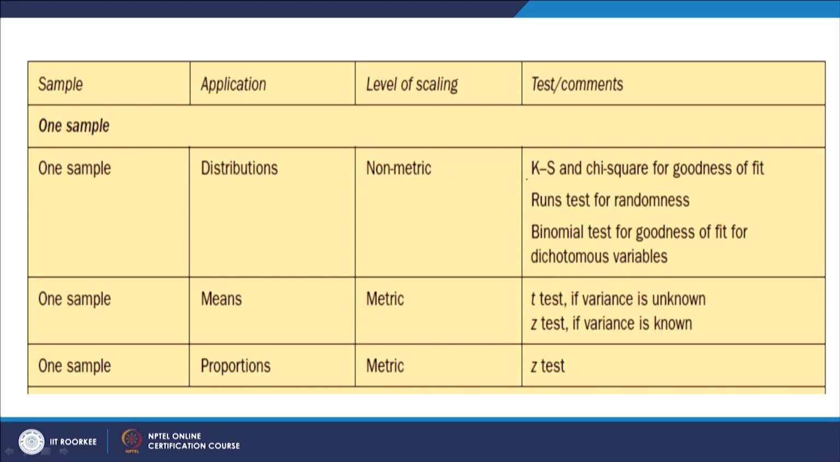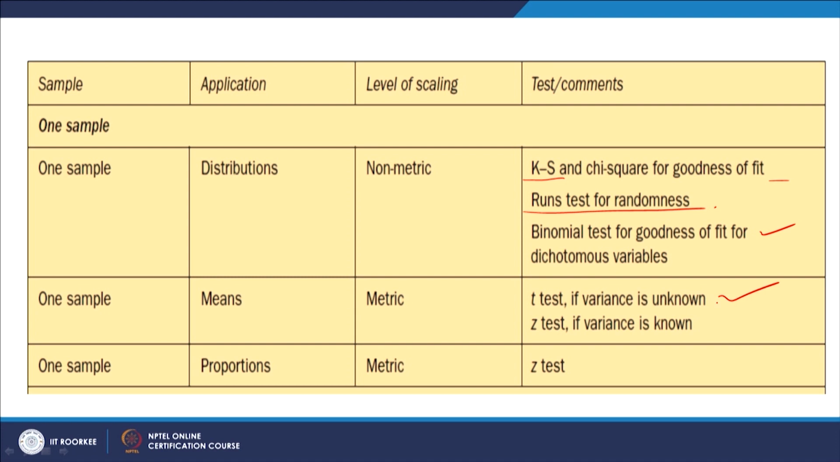So, for one sample you use a KS test, which we did, the Kolmogorov-Smirnov test, and the chi-square for goodness of fit, or you can also do a runs test for randomness, or a binomial test, which is similar to a McNemar test also. So, you can do that, but when it is a one sample and the data is metric, right.